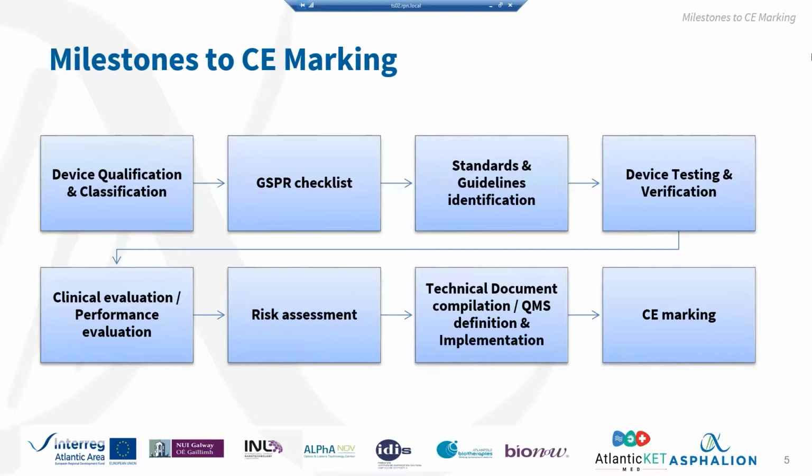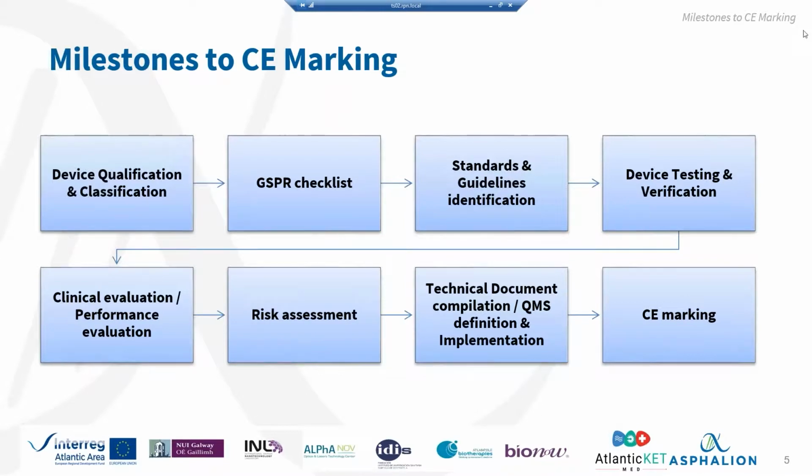Once you identify all the applicable requirements, you go to the standards and guidelines. What does that mean? Once you know what you have to comply with, you've got to look for a way to demonstrate you comply with that requirement. How are you going to do it? Well, most likely you will follow certain standards or guidelines. So once you have identified your requirements, you go to the standards and guidelines. Once you have identified what standards you should follow, then you go to device testing and verification, because now you know how to test your device to demonstrate compliance with the regulation.